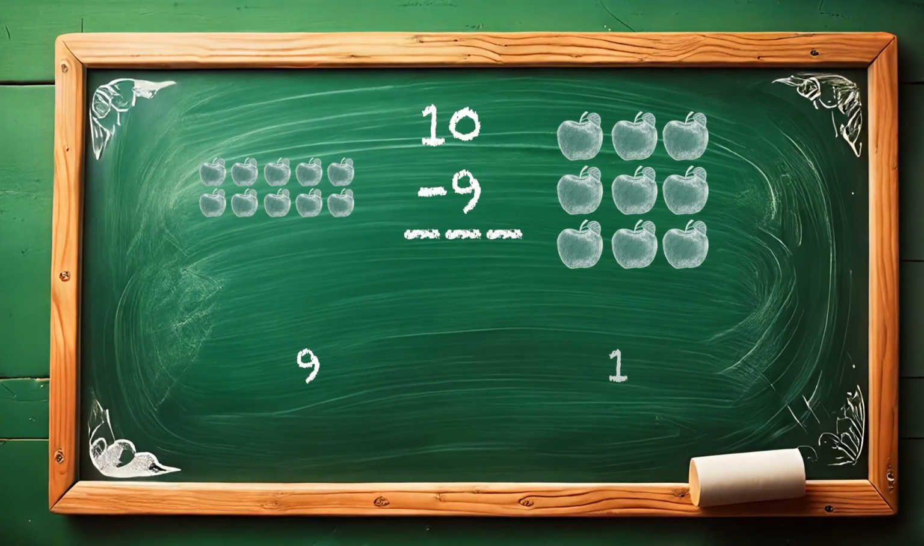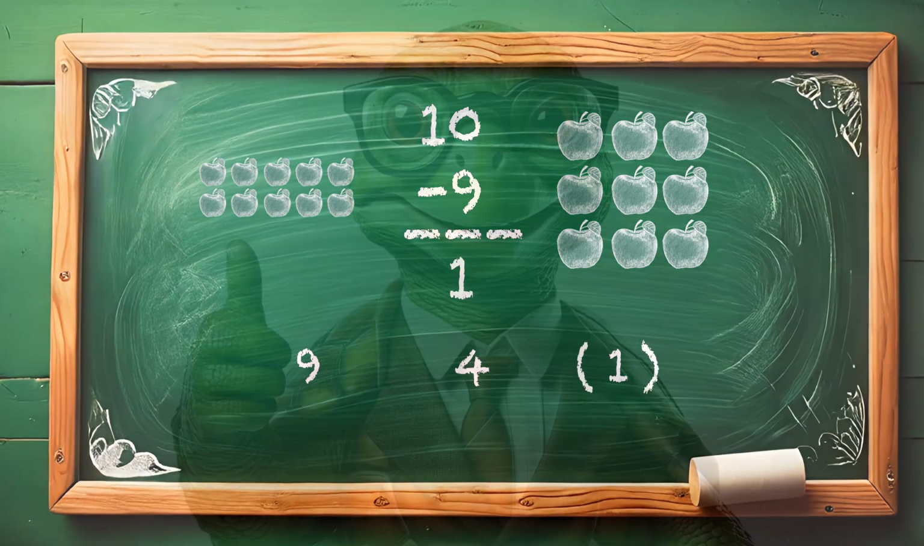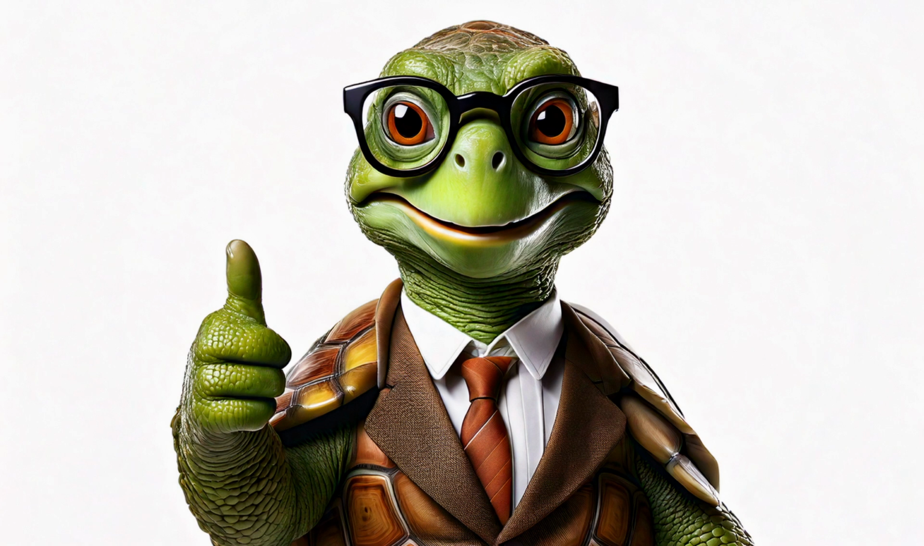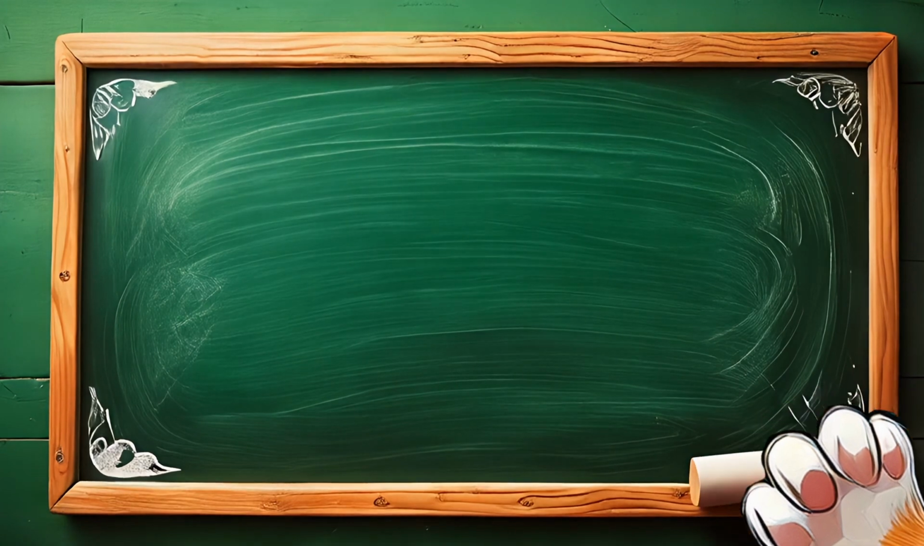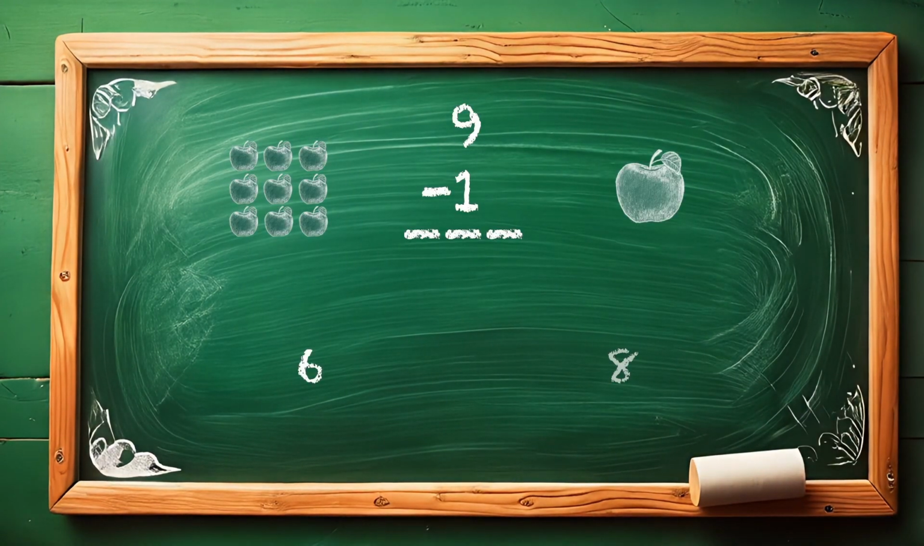If you have 10 apples and you take away 9, do you have 9 apples, 4 apples, or 1 apple left? 10 minus 9 equals 1. If you have 9 apples and you take away 1, do you have 6 apples, 5 apples, or 8 apples left? 9 minus 1 equals 8.